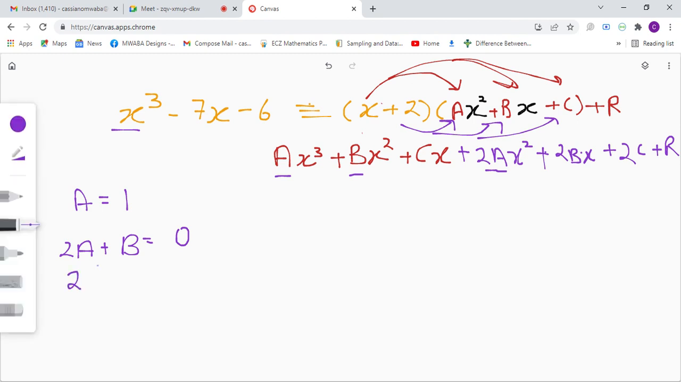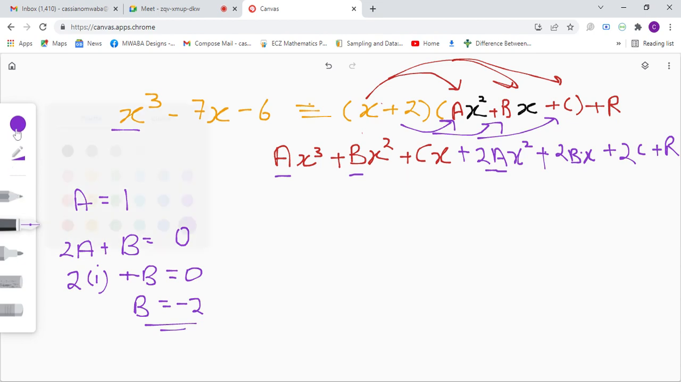Now we substitute 1 for a in this equation. So we have 2 times 1 plus b equals 0. 2 times 1 is 2, so we have 2 plus b equals 0. And then we take the 2 over the equal sign, and we have b equals negative 2.